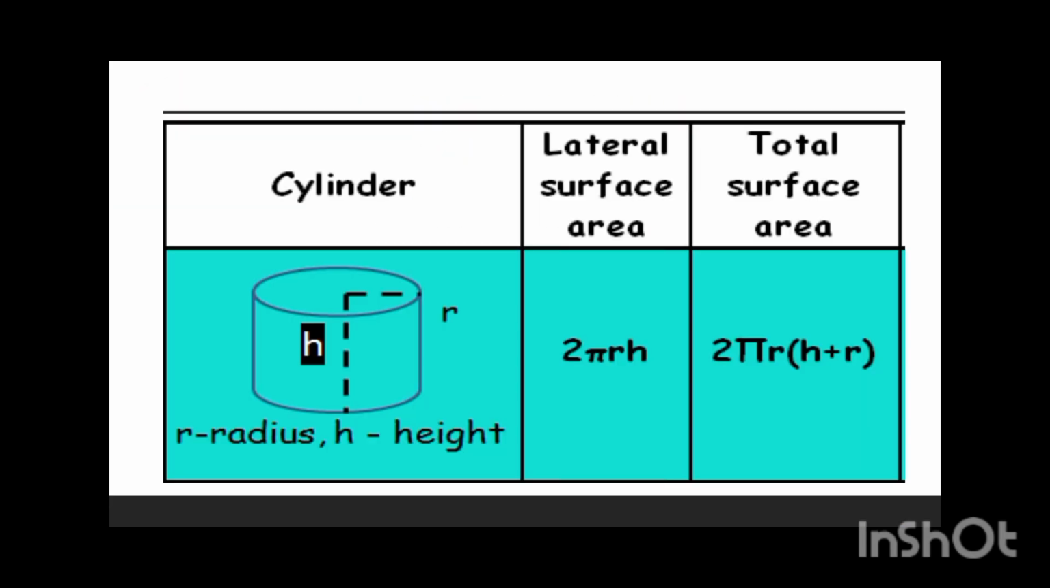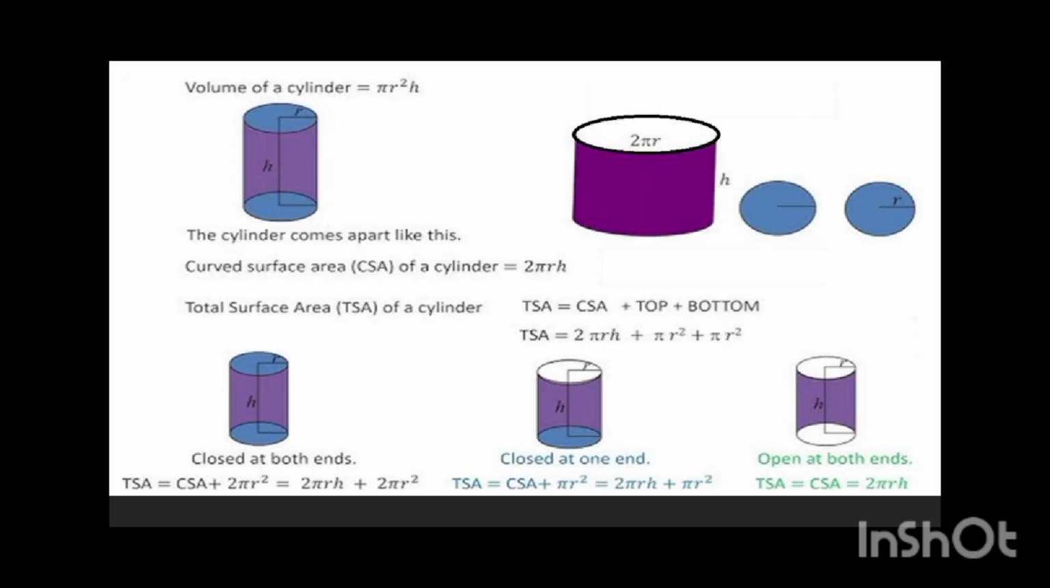So now for the cylinder, r is equal to radius, h is equal to height. Curved surface area is 2 pi r h, and total surface area is 2 pi r times h plus r, or 2 pi r into h plus r. Volume of cylinder is equal to pi r square h. Now the cylinder comes apart like this.